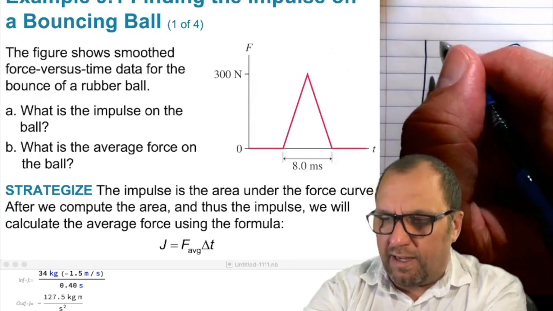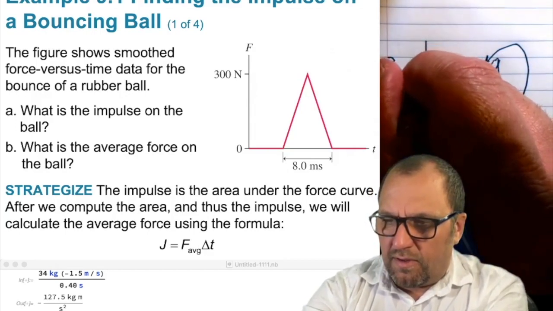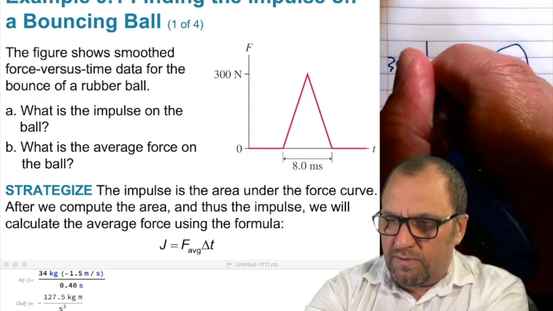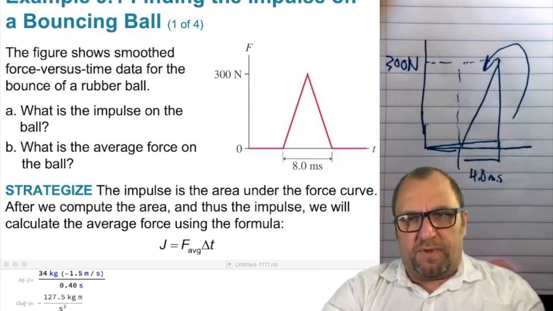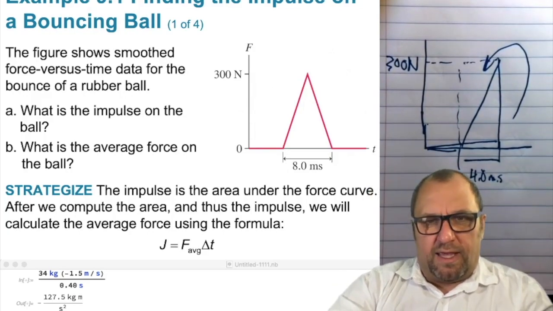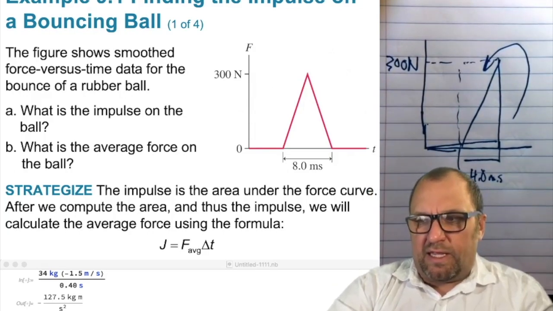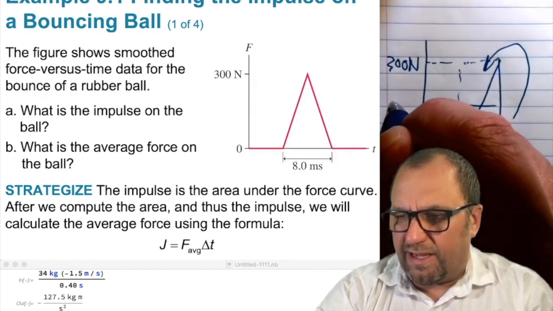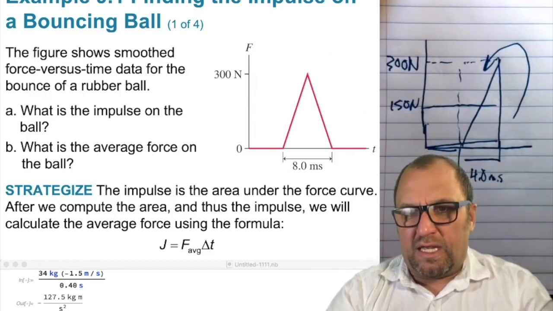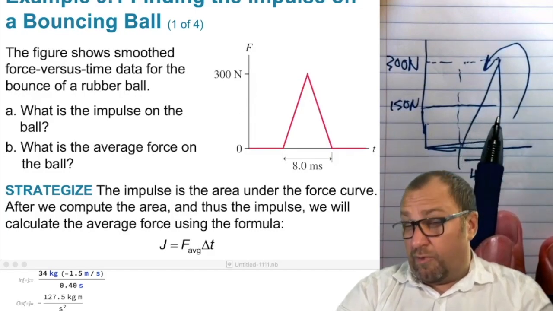So 4 times 300 newtons right there. So 4 times 300 newtons. That's going to be our impulse under the curve. Then the average value of a square is right here in the middle, so that's 150 newtons. And I did that with just a picture.